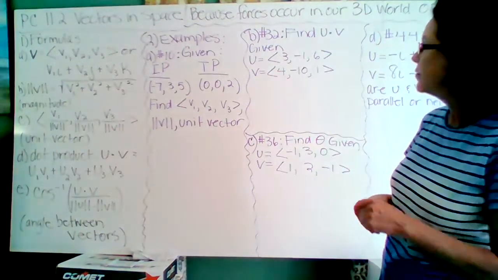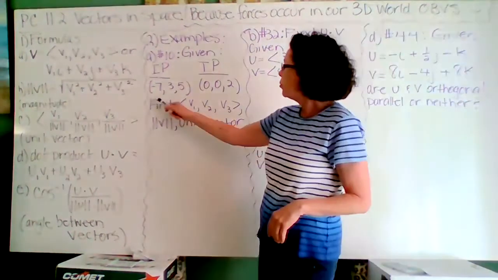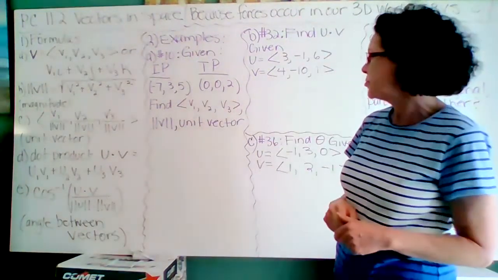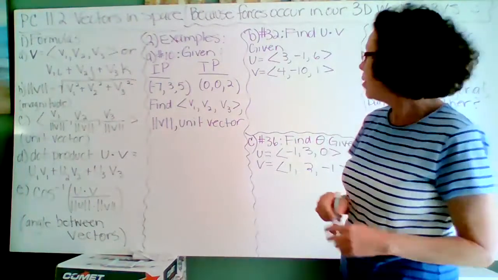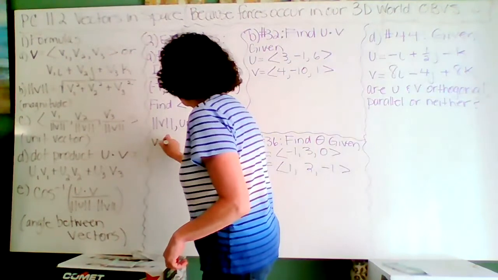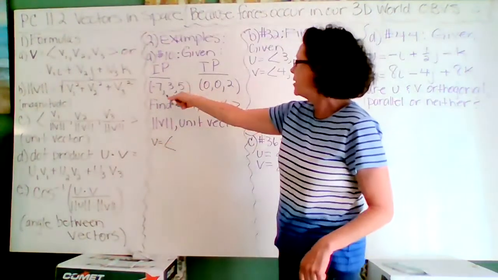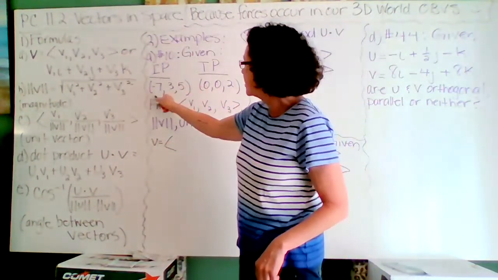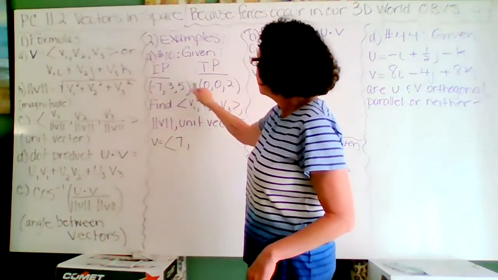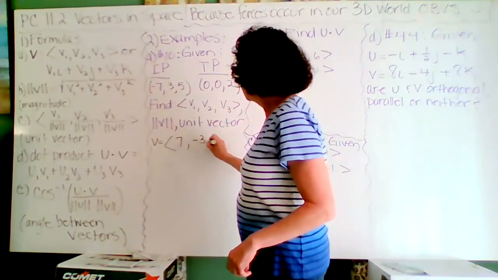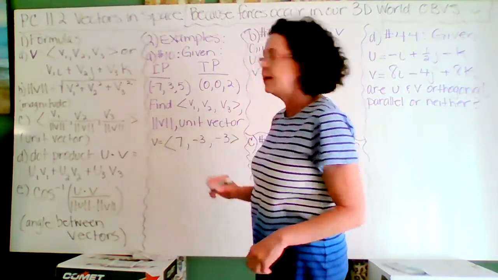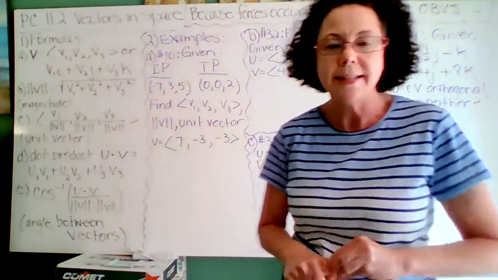I chose number 10 from the book. Given an initial point of (-7, 3, 5) and a terminal point of (0, 0, 2), find the component vector. So vector v would be terminal minus initial. 0 minus -7 is 0 plus 7. 0 minus 3 and 2 minus 5. Again, remembering that it is always terminal minus initial.